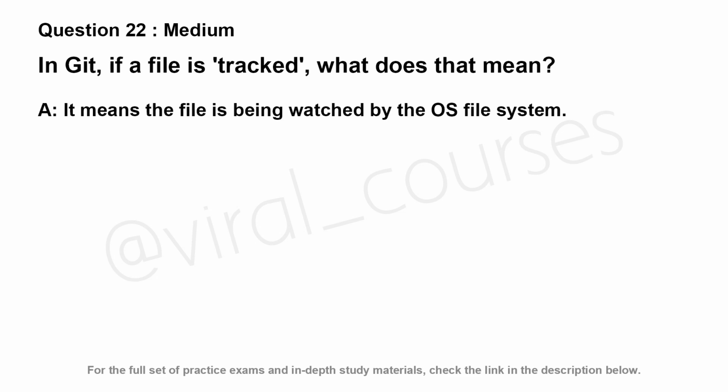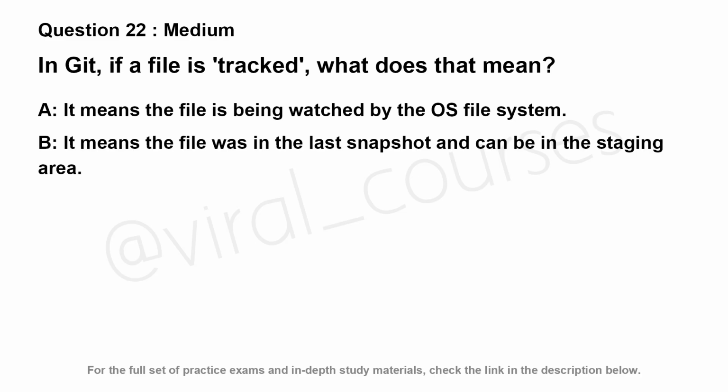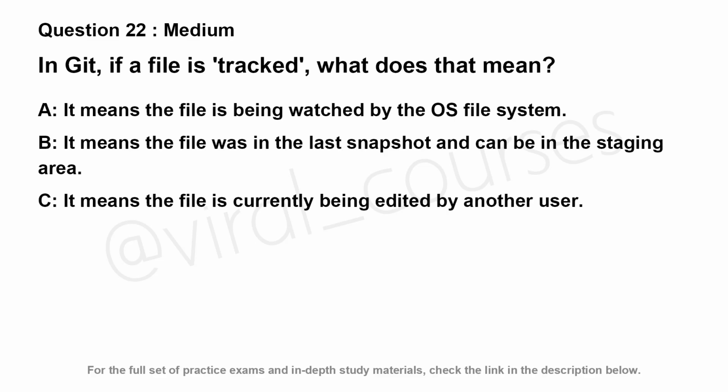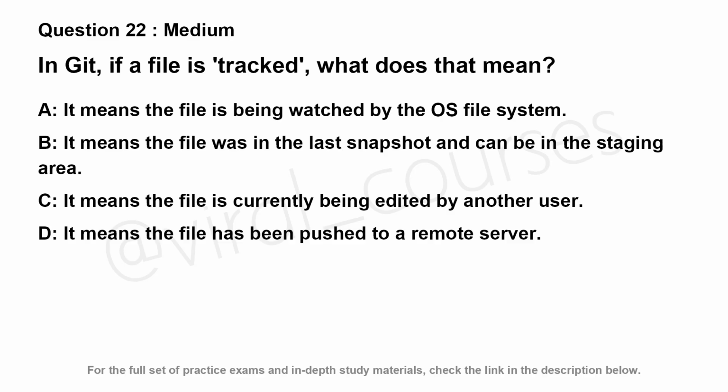In Git, if a file is tracked, what does that mean? Option A. It means the file is being watched by the OS file system. Option B. It means the file was in the last snapshot and can be in the staging area. Option C. It means the file is currently being edited by another user. Option D. It means the file has been pushed to a remote server.